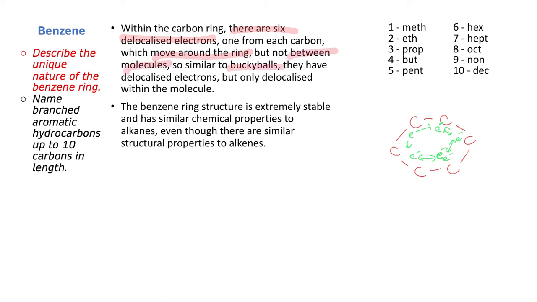Similar to buckyballs or Buckminster fullerenes, they have delocalized electrons, but only delocalized within the molecule, which means they will not conduct electricity, okay? So these electrons move, and they give it some pretty special properties. Ideally, the benzene ring is extremely stable and has similar chemical properties to alkanes, and we'll talk about those when we get to chemical reactions with them, right? Even though they are similar structurally to alkenes, okay?